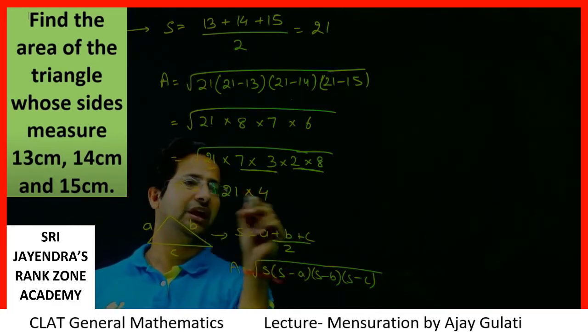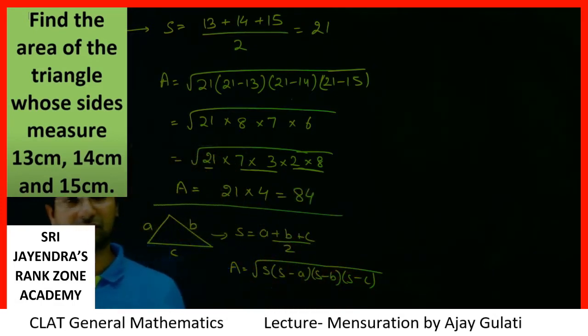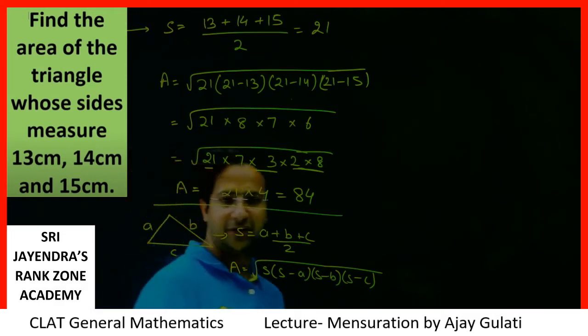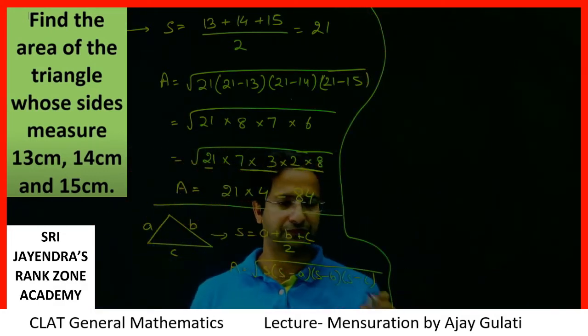So this is your area. Area comes out to be 84. I know you have understood it in the very first attempt. Yes, it is clear to all of you. Okay. Next question, dear students.